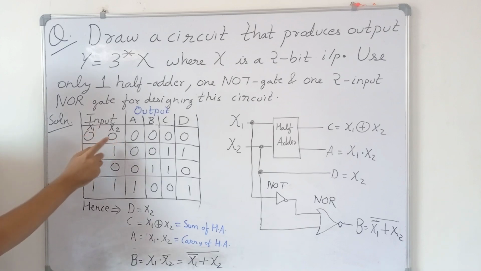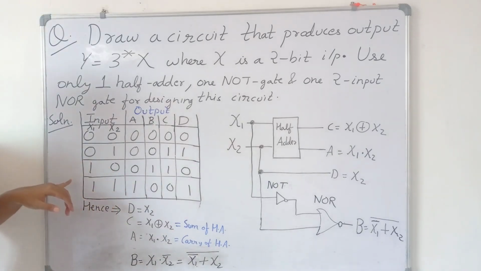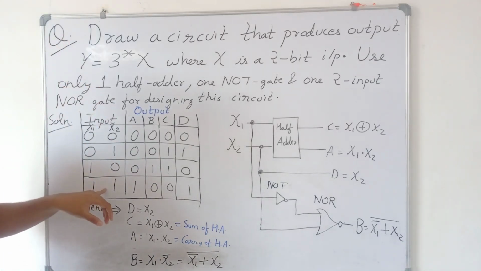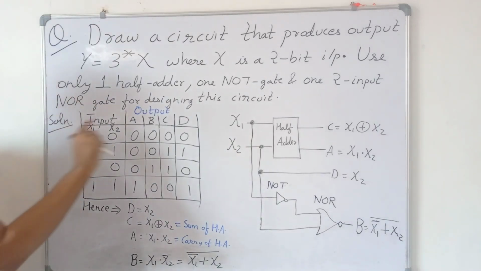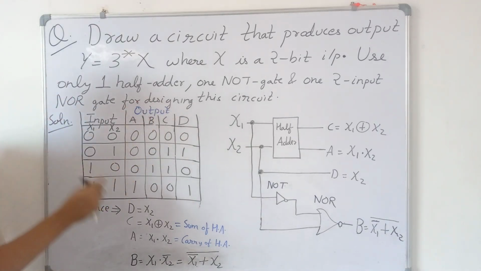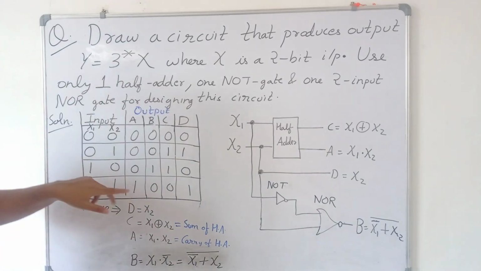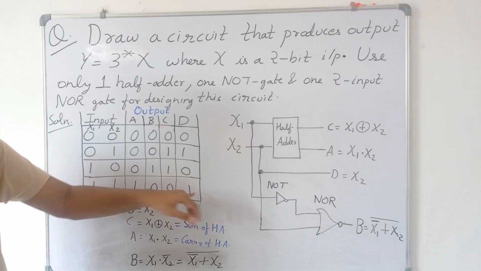So 0 0 will produce 0 only, 0 1 will produce 3 in decimal. Then 1 0 which is 2 will produce 6 in decimal. Then 1 1, which is 3, will produce 9 in decimal. So the maximum output can be equal to 9 in decimal. If we convert that 9 to binary, then we are getting 4 bits, 1 0 0 1. We all know that to write 9 in binary we have to write 1 0 0 1.